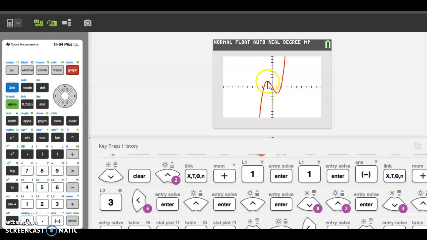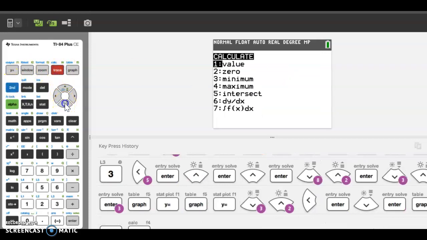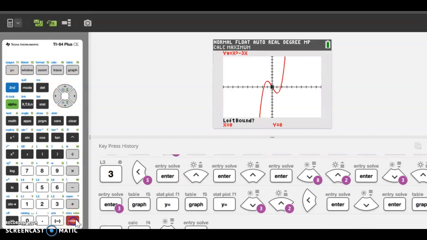So we need to figure out what this point is. In the last video, we learned how to find a min or a max. This is a local or relative max point. So we have to find that. Second calc, we're going to find the maximum value there. We need to do our left bound, our right bound, and then our guess, because that's where this point right here is where it stops. So our maximum is negative 1, 2. We need to keep that in mind.